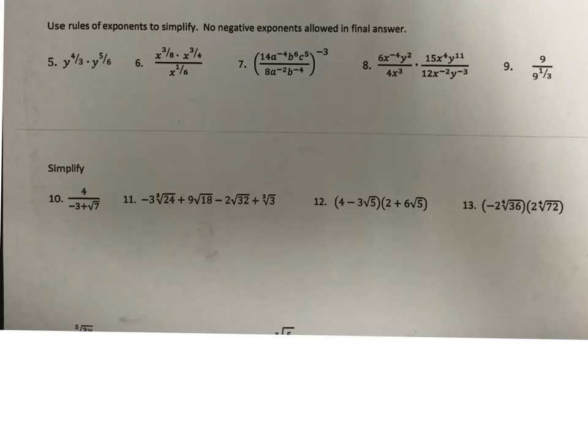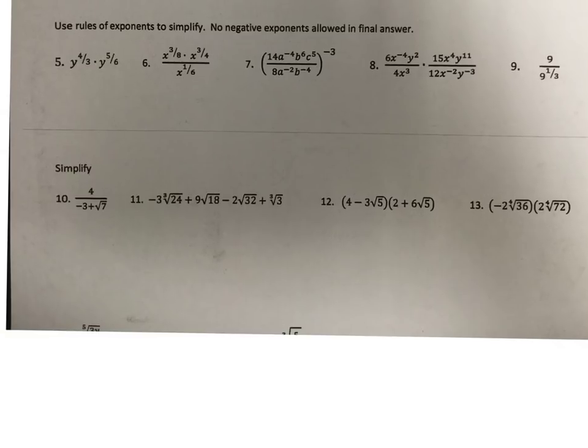The next set of equations asks us to use the rules of exponents to simplify. It may not always give you that clue, so you have to recognize when you have similar bases. In number 5, the base is the y. In number 6, the base is the x. And you have all these exponents, so you're probably going to use your exponent rules. Our exponent rules tell us if we're multiplying powers, we need to add our exponents.